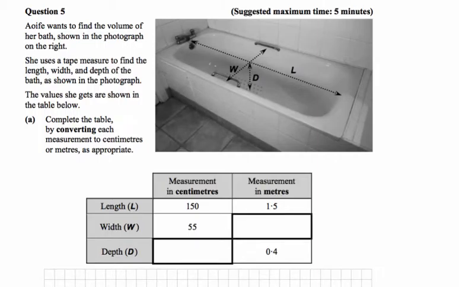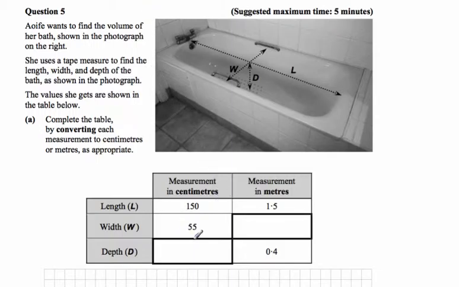So this is the 2016 Junior Cert Ordinary Level Paper 2 and we're looking at question 5. Aoife wants to find the volume of her bath shown in the photograph on the right. She uses a tape measure to find the length, width and depth of the bath as shown in the photograph. The values she gets are shown in the table below. Part A says complete the table by converting each measurement to centimetres or metres as appropriate.